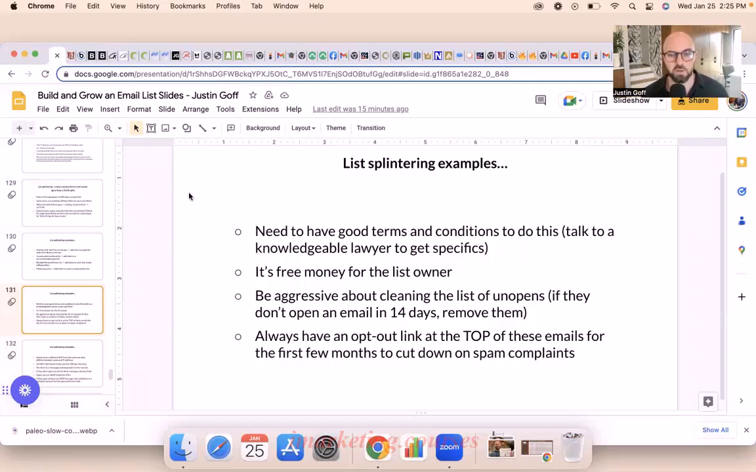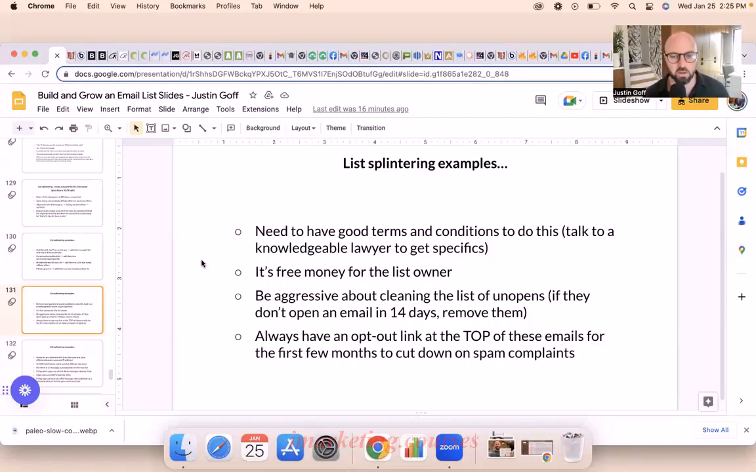It is free money for the list owner. So if you create this second list and you are making them, I don't know, 30, 40, 50% of what their normal list makes, and you're just sending them a check every month, pretty cool for them.